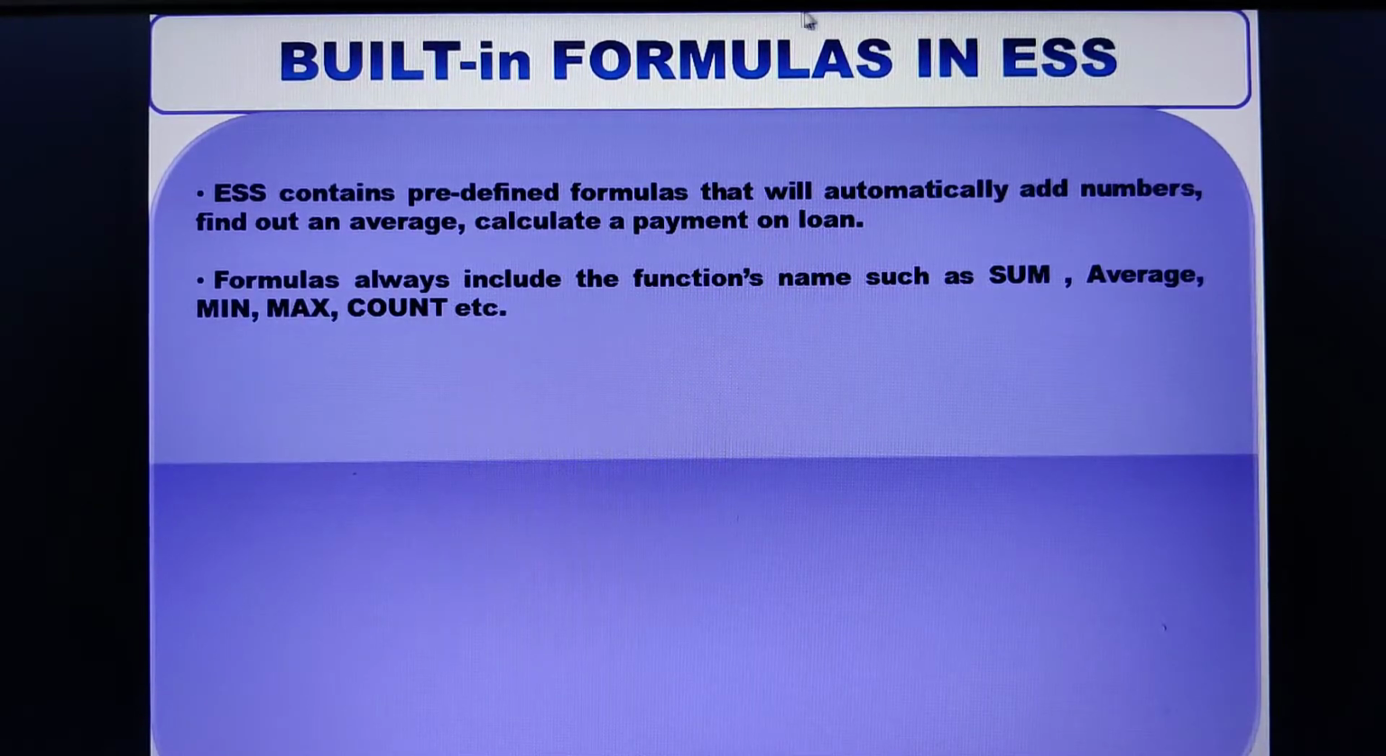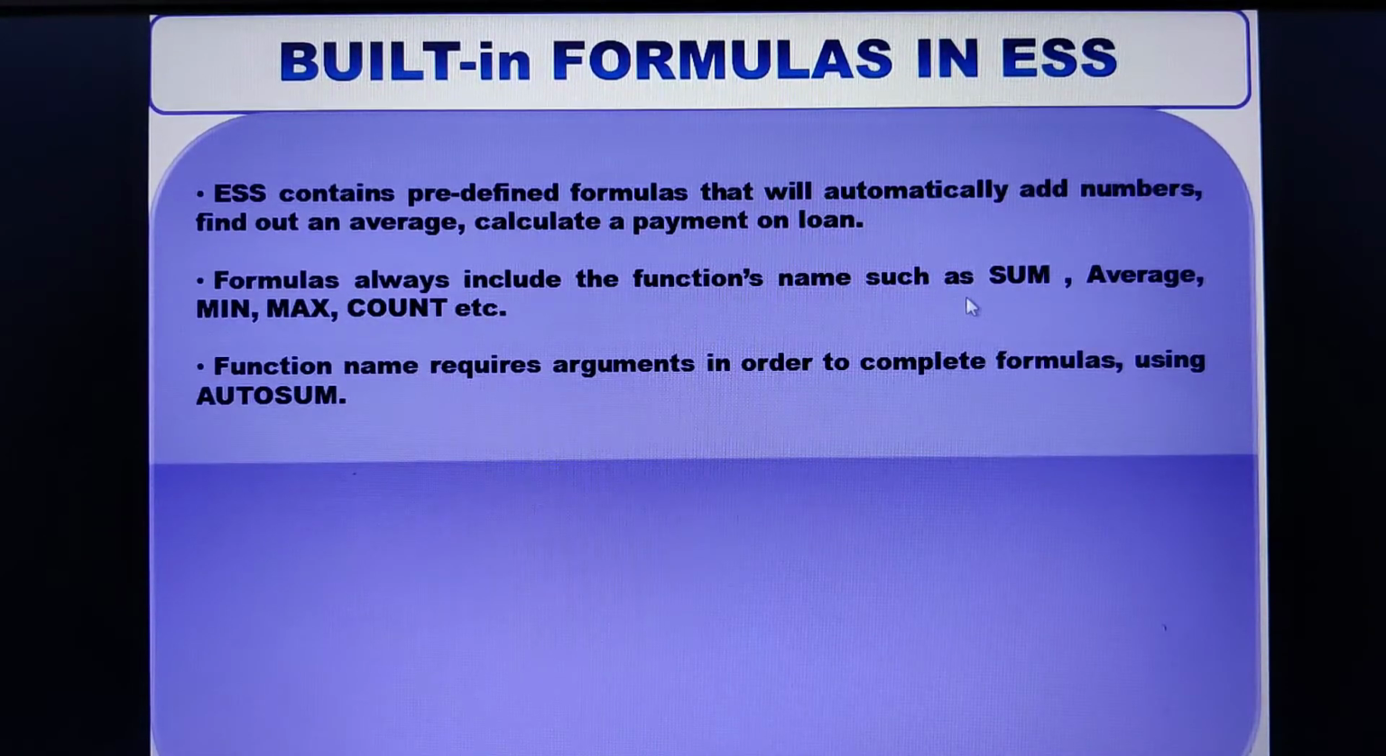Here are some of the built-in functions: sum, average, minimum, maximum, count. The function name requires an argument. Suppose I use a built-in function known as sum, then it requires an argument. That means we need to pass the cell numbers, or you can even pass the values directly. That is what arguments are, in order to complete the task. Similarly, average, minimum, maximum, all these built-in functions require arguments.